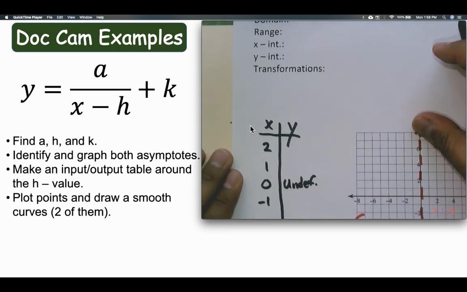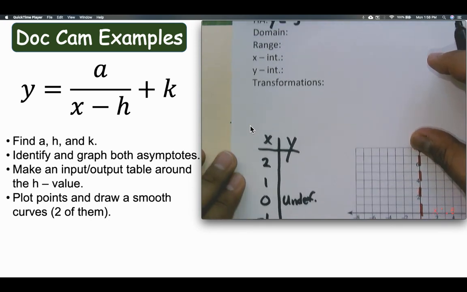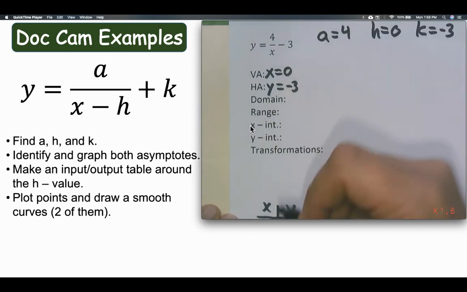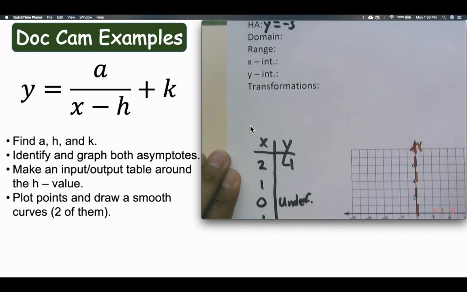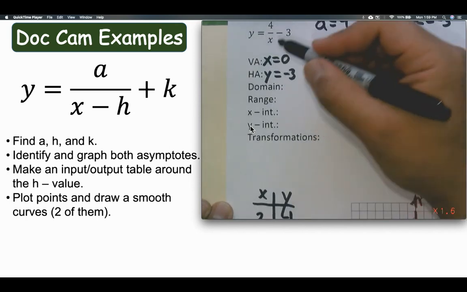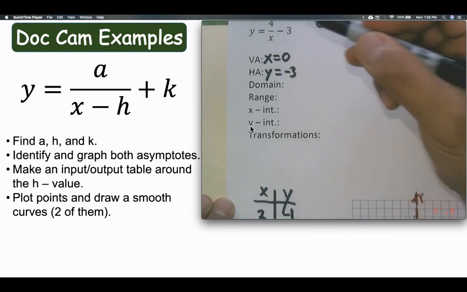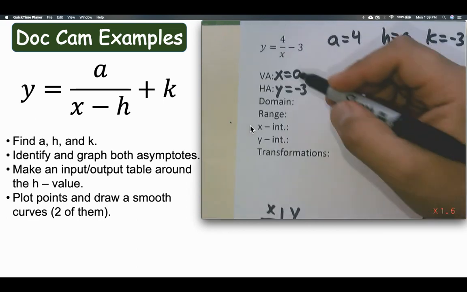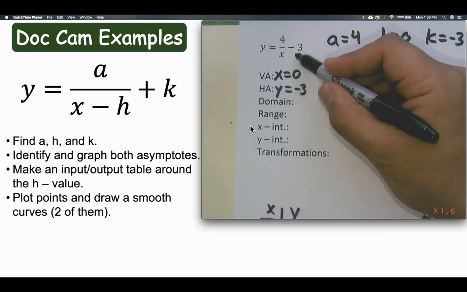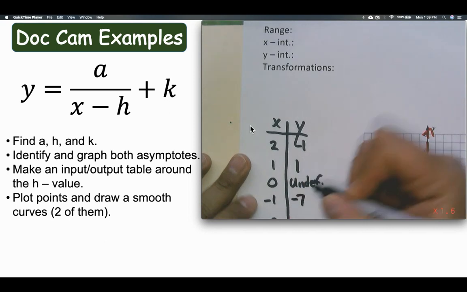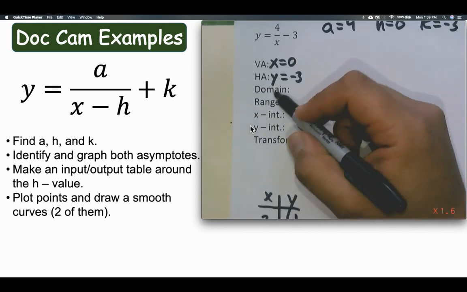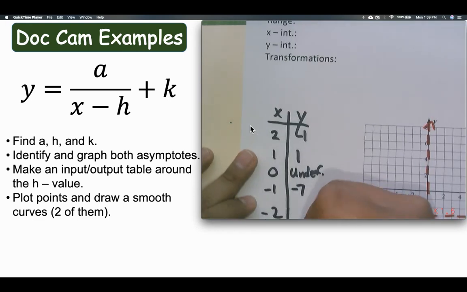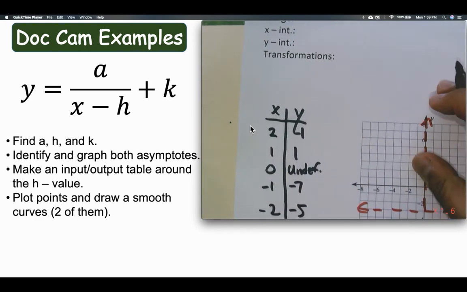So just plug these values in. If I plug a 2 in, 4 divided by 2 is 2, minus 3 is a -1. If I plug a 1 in, 4 divided by 1 is 4, minus 3 is a +1. Plug a -1 in. So 4 divided by -1 is a -4, minus 3 is a -7. And then plug a -2 in. 4 divided by -2 is -2, minus 3 is a -5. All right, so now I got my points.